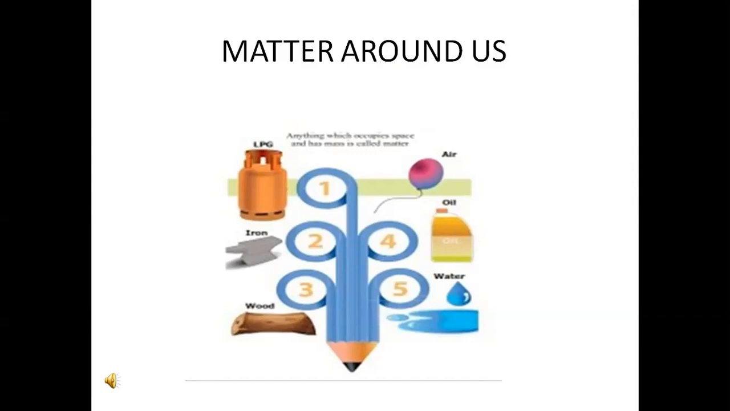Matter is made of atoms. Atoms are the smallest particle of matter. So each matter has atoms. They are so small that you cannot see them with your eyes or even with a standard microscope. So anything which occupies space and has mass is called matter.